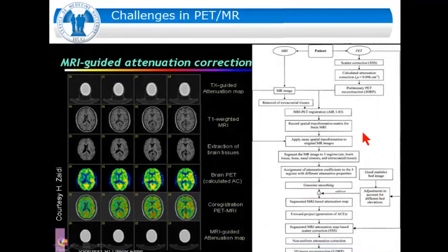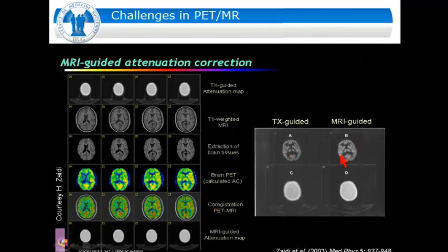Finally, in the brain, there were also some people working on real quantification, because if you're looking at subtle changes in the brain, visual analysis only is very often not finding the diagnosis, so you have to do quantification. These groups also compared transmission-guided attenuation maps with MR-derived attenuation maps using T1-weighted MR, extracted the brain tissue, and then calculated the attenuation map from it. What they found was that in terms of image quality, it was comparable when looking at transmission and MR-guided.